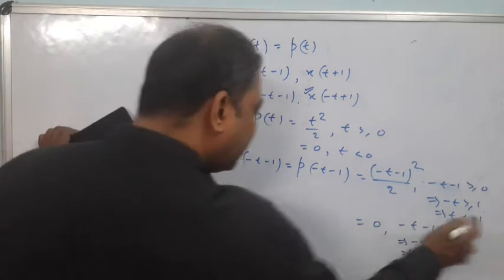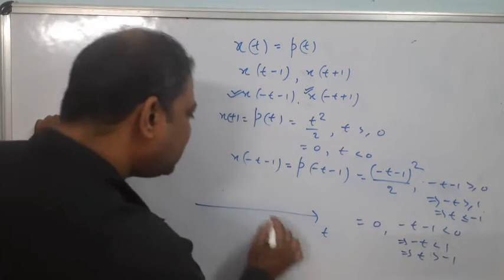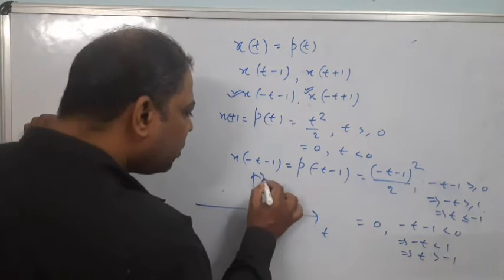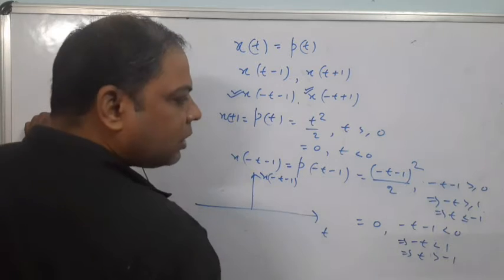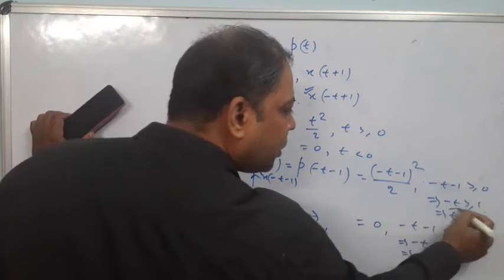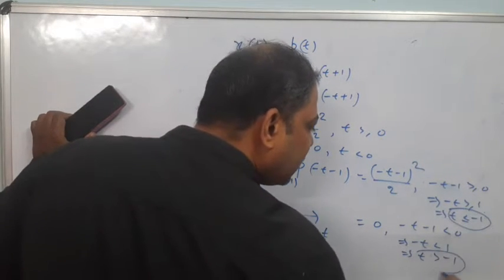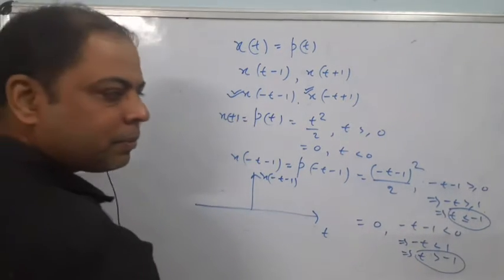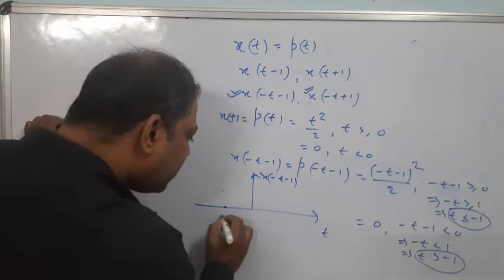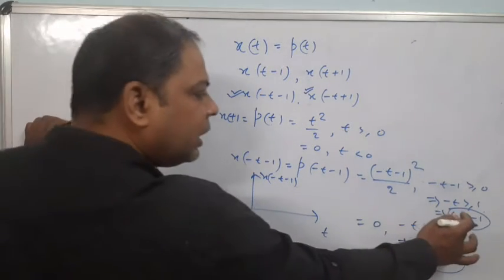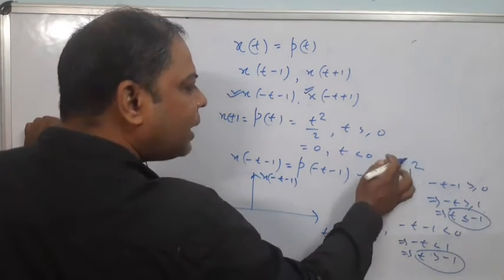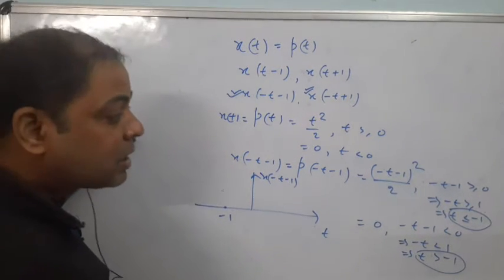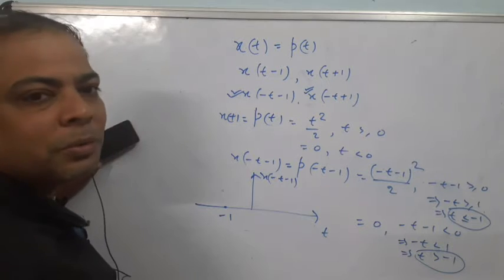When t is less than or equal to minus 1, that means see here, this is the time axis. Now this is your x of minus t minus 1. Let us take a point minus 1 because you are observing t less than or equal to minus 1, and t greater than minus 1. Okay. So now this point is minus 1. So now when t is less than or equal to minus 1, the curve is minus t minus 1 whole square by 2. See here, minus t minus 1 whole square by 2.